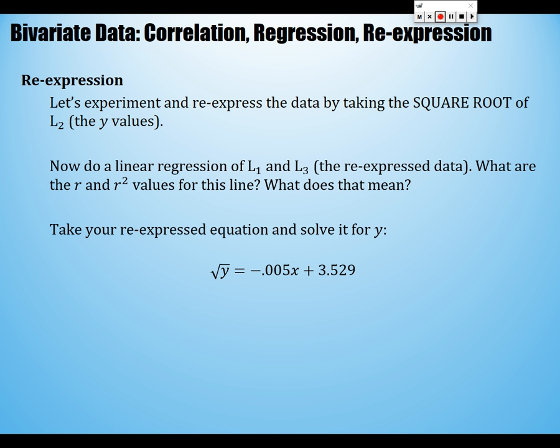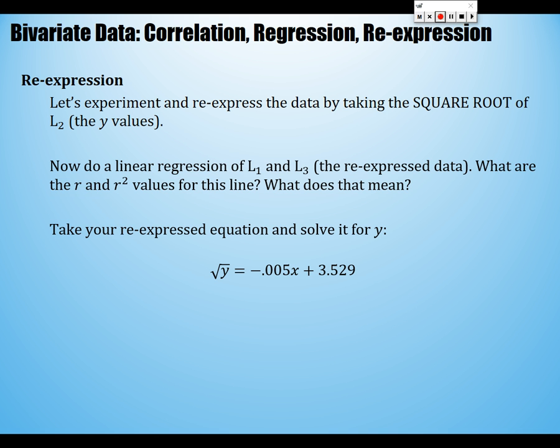Okay, thanks. Now, if we're going to write this down on our paper, we're not going to write y equals negative 0.005x plus 3.529, because that's not what we did. We didn't run a regression on x and y. We ran a regression with x and root y. So this is what maybe you need to write down, right? And now, what's y? Well, of course, it's very simple to solve for y in this particular instance.